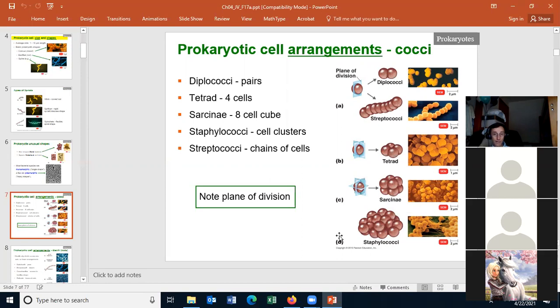There's also cocci that can grow in a staphylococci, and the cells just grow together like a cluster of grapes. And if you look at this, it looks like a cluster of grapes. And staphylococci actually means cocci growing in a cluster like grapes. Okay? That actually is what that means.